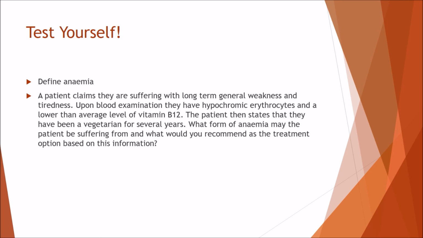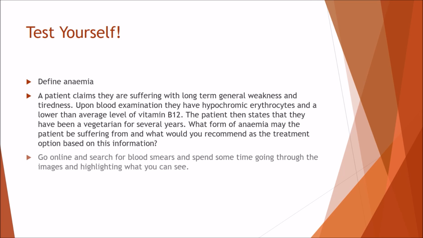So here is a case study based question. A patient claims they are suffering with long-term general weakness and tiredness. Upon blood examination, they have hyperchromic erythrocytes and a lower than average level of vitamin B12. The patient then states that they have been a vegetarian for several years. What form of anemia may the patient be suffering from, and what would you recommend as a treatment option based on this information? It's not a lot of information, but you could probably 90% guess what the case of anemia is here. So I want you to be the judge on that.